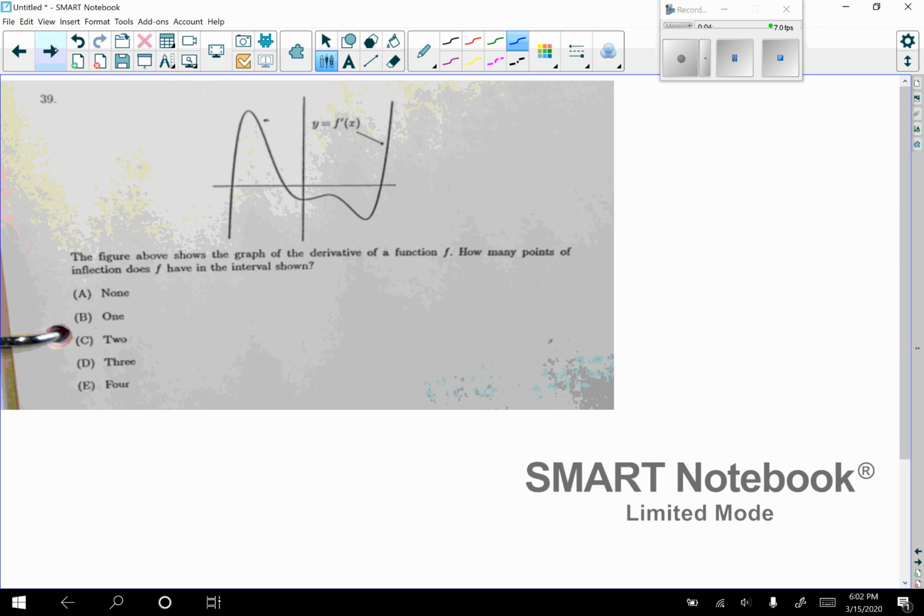Okay, 39, referring to this figure here, notice it's y equals f prime of x. We're looking for the points of inflection our function f has on the interval shown. So f has a point of inflection when f double prime of x, a second derivative, changes signs. So from positive to negative, negative to positive.